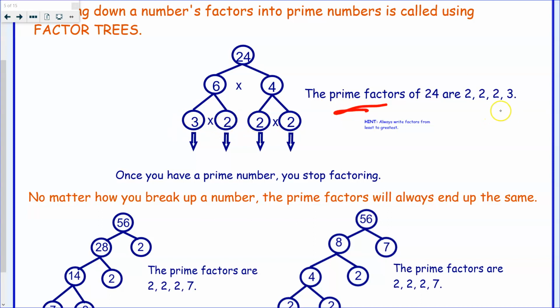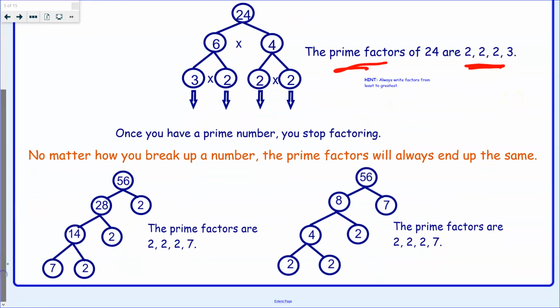All right, and again in ascending order. So put them from smallest to greatest. 2 times 2 times 2 times 3. And no matter how you break up a number, it's always going to end up the same. So 56 can be 28 times 2, or it can be 8 times 7. Regardless, when you break down those factors into prime factors, you're going to yield the same numbers. All right, so if you took 2 times 2 times 2 times 7, you would get 56.